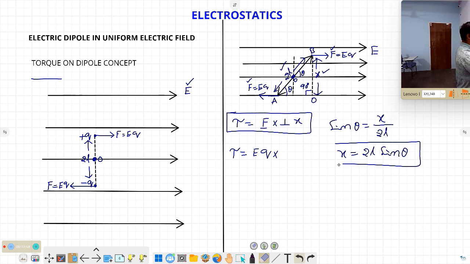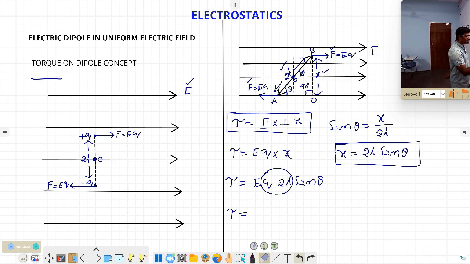So substitute this x equal to 2L sine theta in the given expression. I can write torque is equal to EQ into 2L sine theta. Now in this case, Q into 2L is nothing but what is called the dipole moment, because it is a dipole, and a dipole always has a moment. What is the direction of the dipole moment? Always from negative charge to positive charge. This is a concept we already learned previously. So I can write P as the dipole moment. This Q into 2L is called the dipole moment, into electric field into sine theta, the sine of the angle between them.